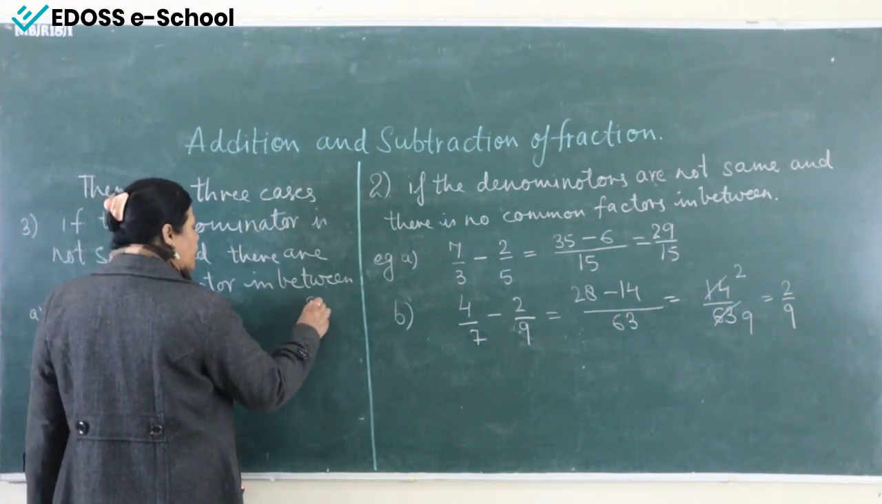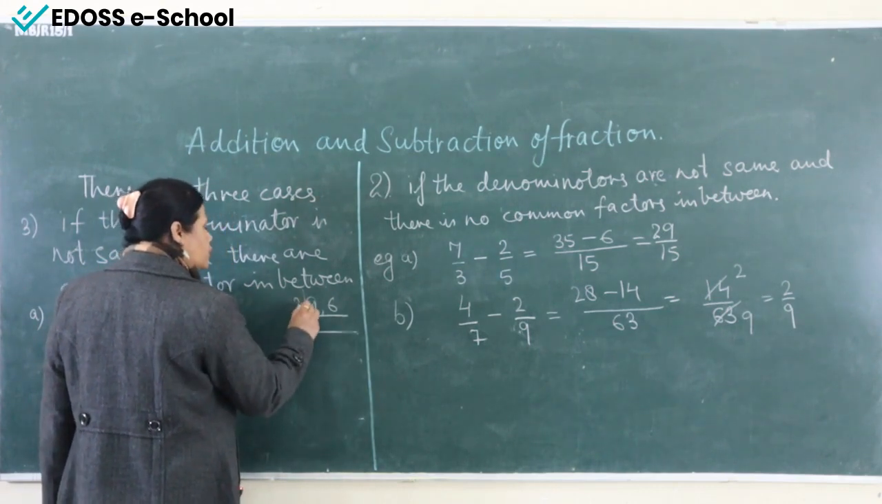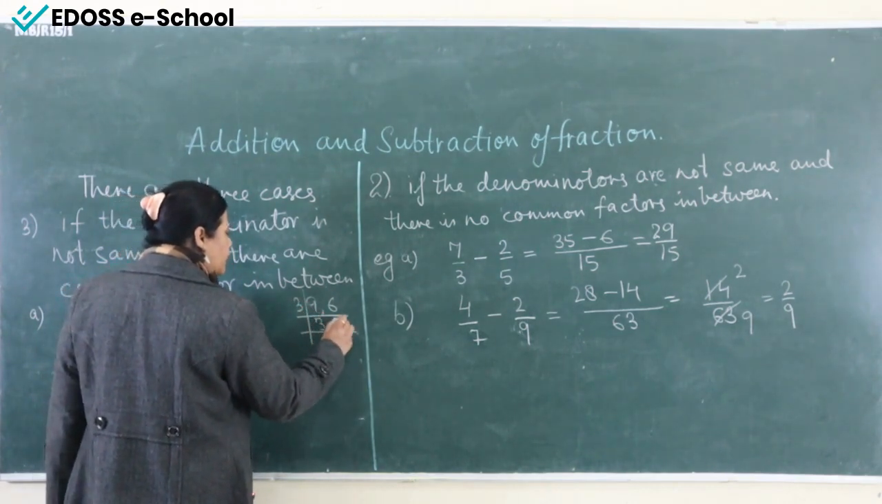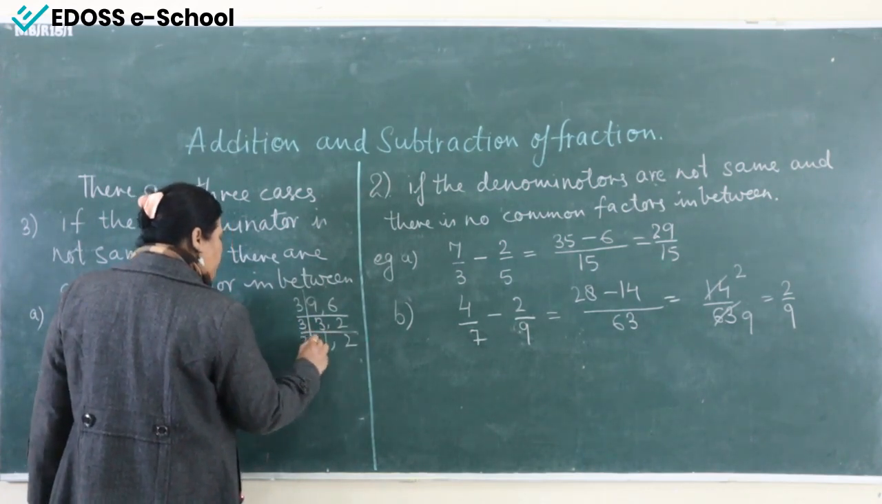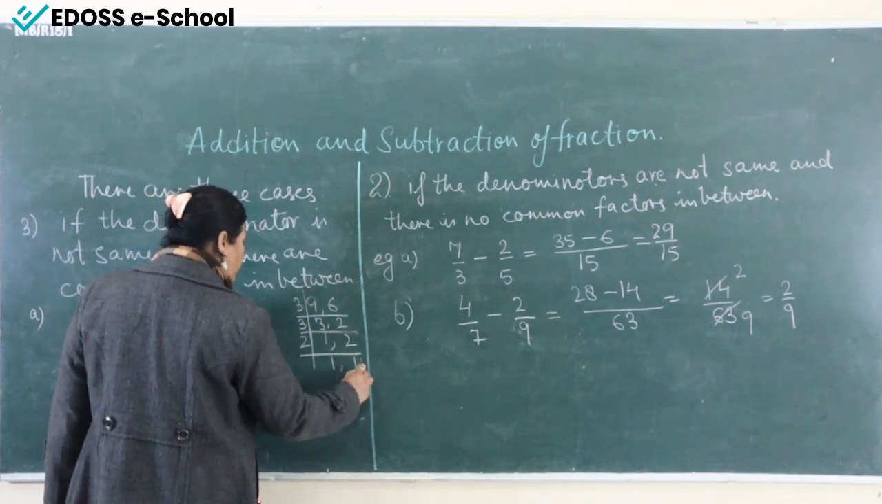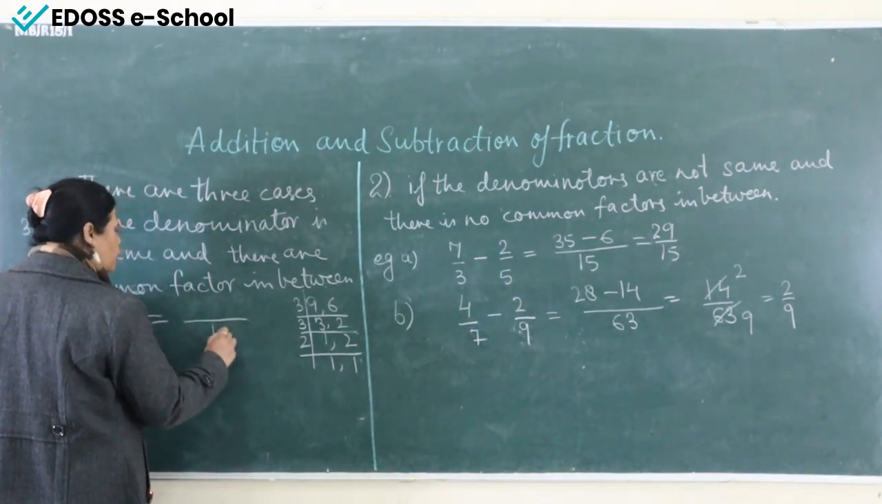So for this you will take an LCM. Here it is 3, 3 3s are 9 and 3 2s are 6. Again 3 1s are 3 and 2, and here it is 2 1s. So what is my LCM here? 3 3s are 9 and 9 2s are 18.